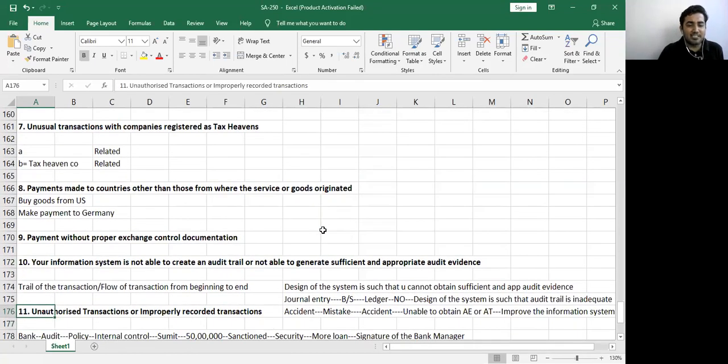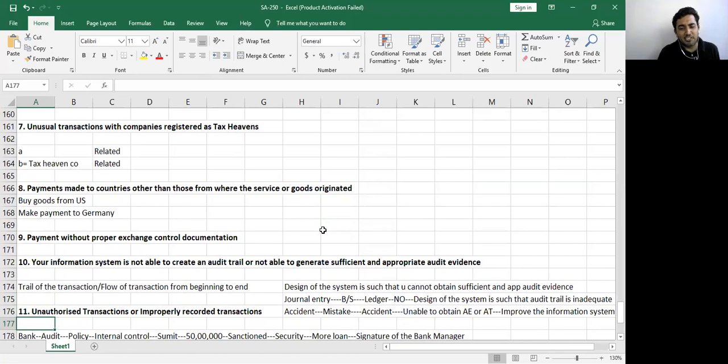Point number 11 says your transactions are unauthorized or the transactions are not properly recorded. So if you have unauthorized transactions, if the internal control says that it has to be authorized by XYZ officers, and if you do not get that, again, that is indicative of non-compliance.